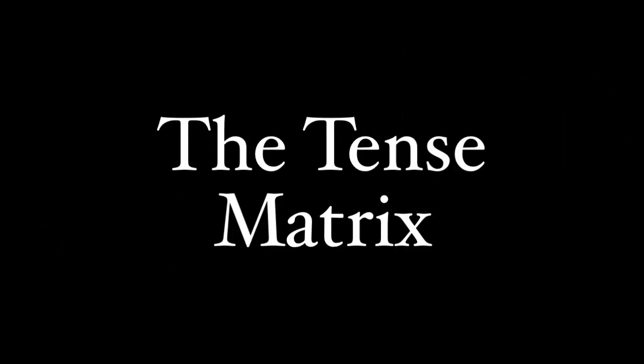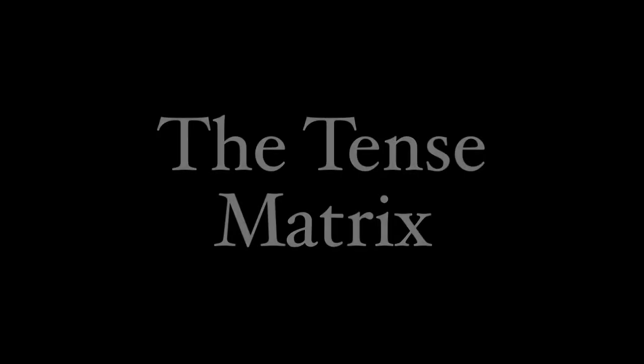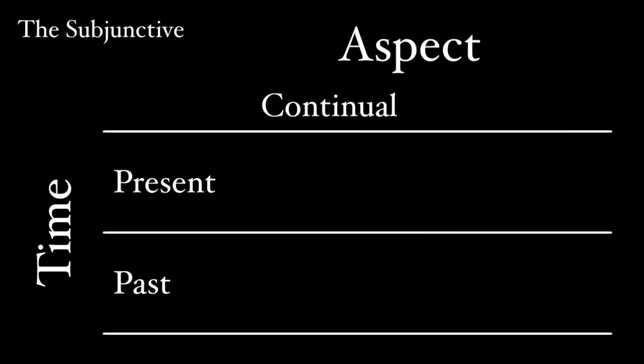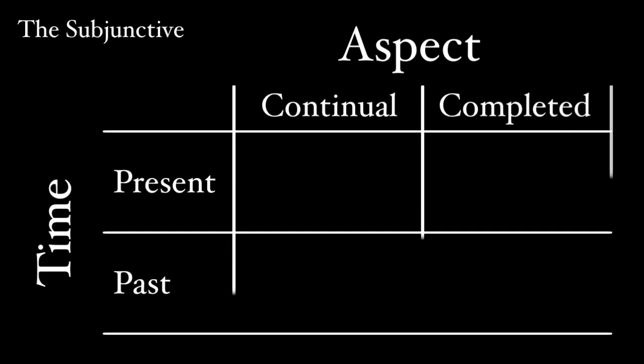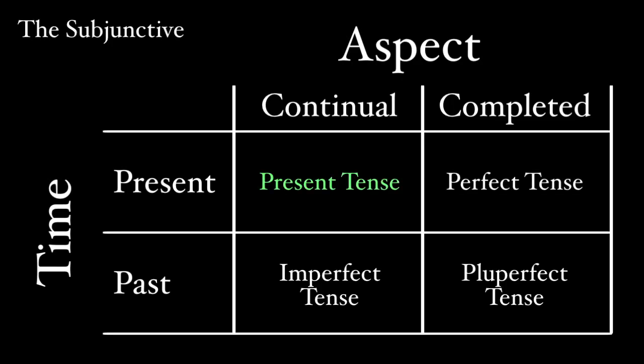Before we stop, I wanted to bring up the tense matrix, too, and how this relates to the present subjunctive. The tense matrix, remember, is how we should think about tenses in Latin. So Latin tenses have time, when it happened, and aspect, how the action flows. And the subjunctive has only present and past times, continual, or you can think of this as incomplete, and completed aspects. So the Latin subjunctive consists of only 4 tenses. The present subjunctive lies here, present time continual.